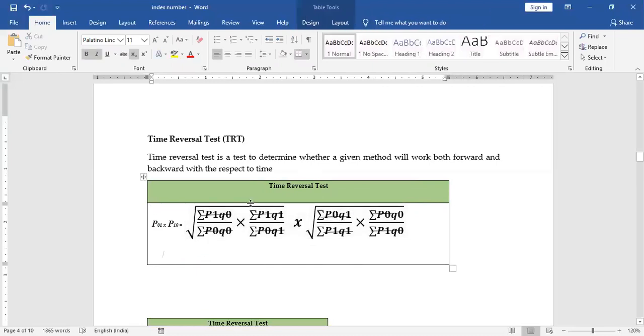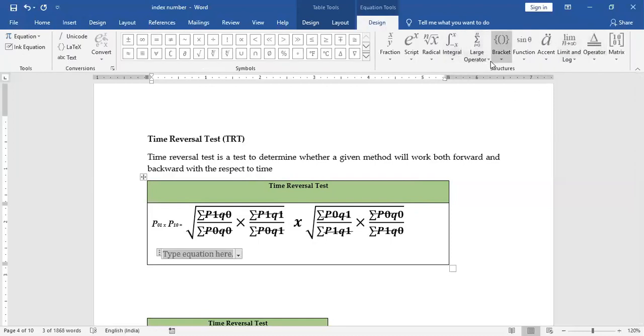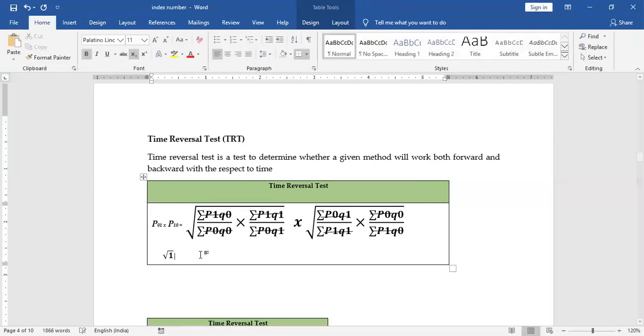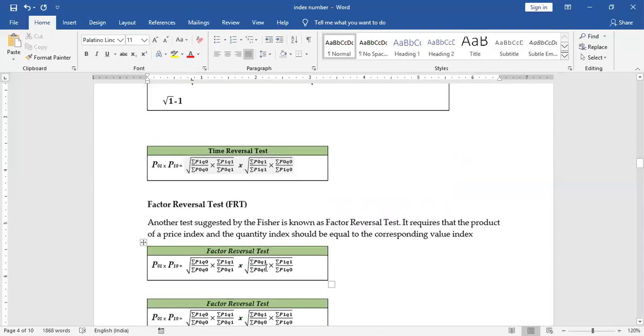So the whole answer you can expect is root 1. Why? Because if everything cancels, it is 1. Root of 1 is 1. Getting it right? The root of 1 will be equal to 1. This is what the statement says. Okay. Next.